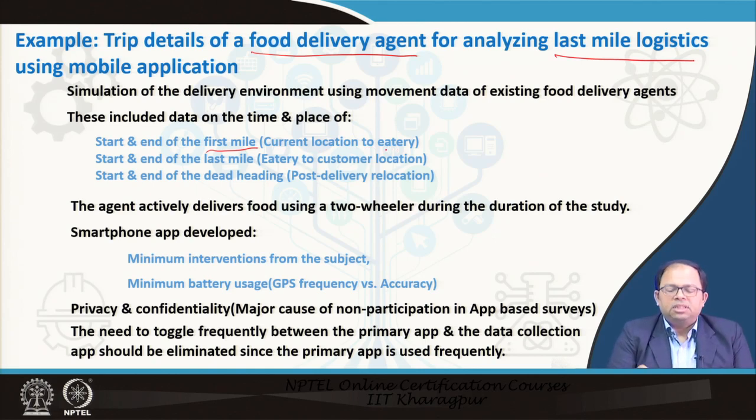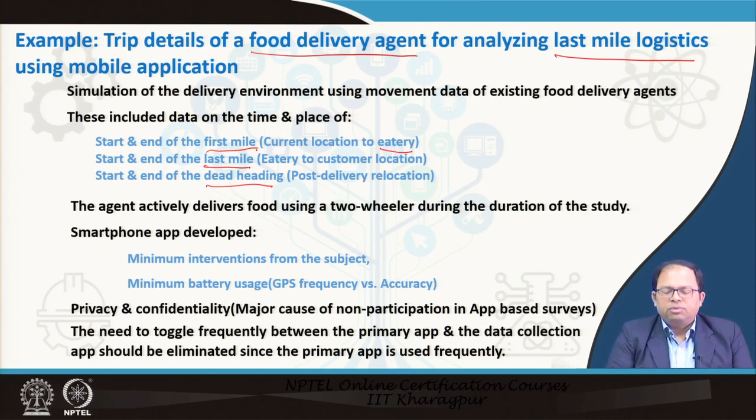That means wherever the person is standing, he gets the order, he goes to the restaurant or that particular place to collect the food that needs to be delivered. Then the start and end of the last mile. Here the last mile means from eatery to the customer location. And the deadheading mile is basically once he delivers, he moves to a certain location. It could be an eatery where he feels the next order can come, or it could be just a random location where he feels that should be his direction of travel based on previous experiences or previous orders. So based on that, these are the different components that we need to record.